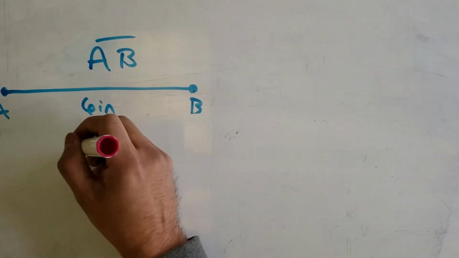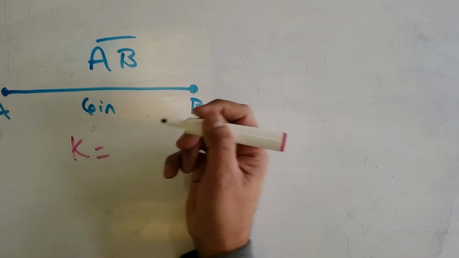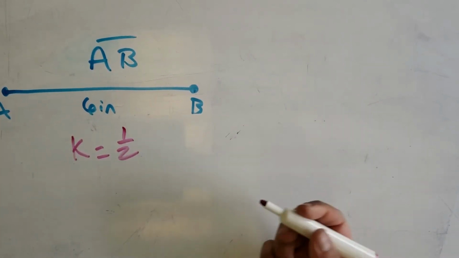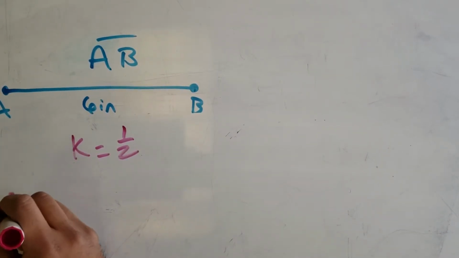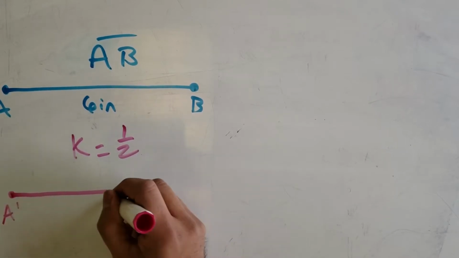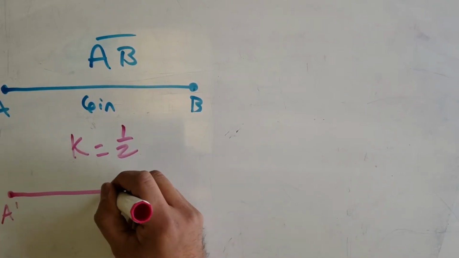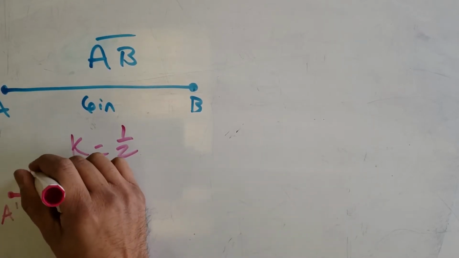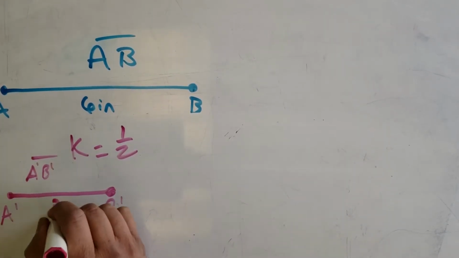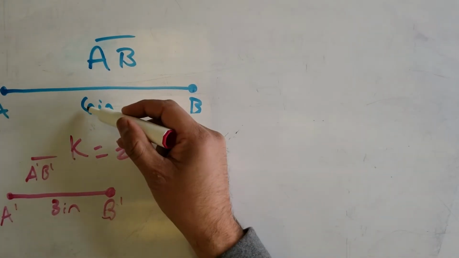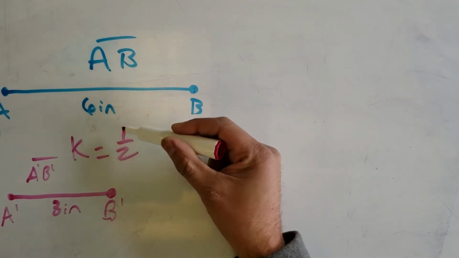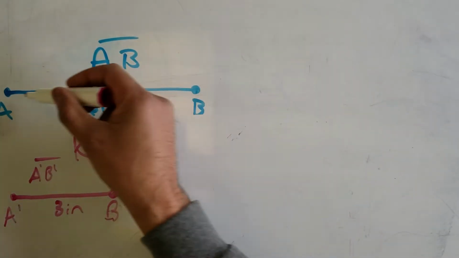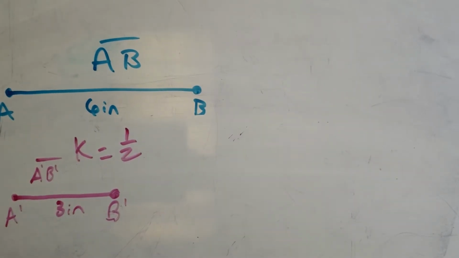Now let's do a scale factor of less than 1. So let's say our scale factor is, I don't know, 1/2. So if it's half, then that means this is going to shrink. So our A prime B prime segment is going to be half as big. So that's A prime B prime. So this is going to be 3 inches because we're going to multiply 6 times half to get us 3. So that's how scale factor works on just one line segment, okay? But ours is going to be a little bit more difficult than that.